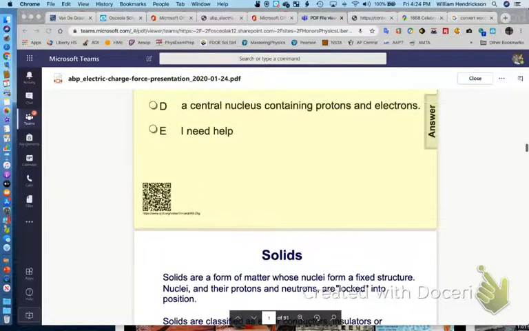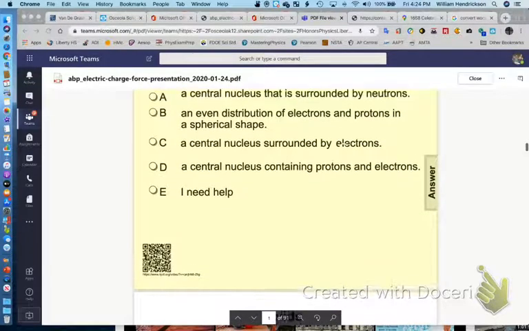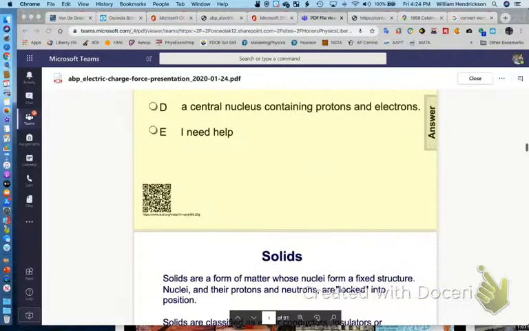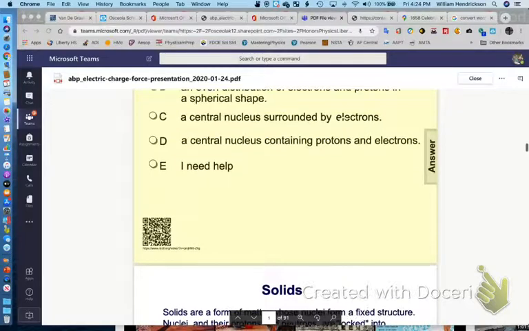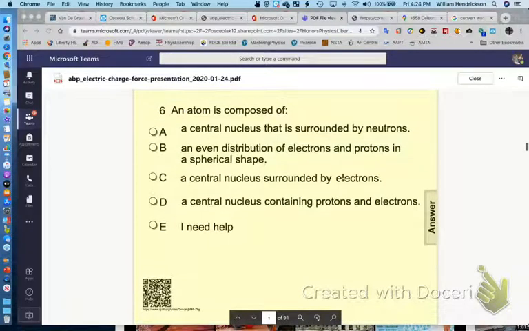This is where this part of the presentation is going to stop. The next part will go into solids, which is going to be talking about conductors and insulators. You're now ready to complete assignment number 1, daily quiz 1 on electrostatics. Good luck.